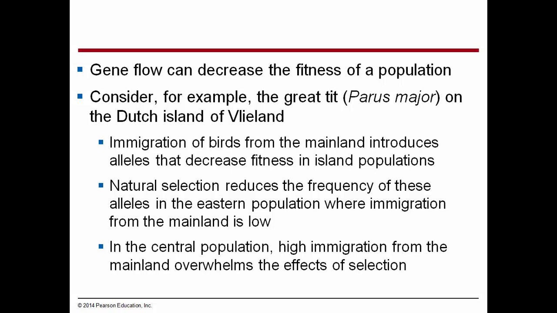Gene flow can increase the fitness of a population. Consider, for example, the great tit, Parus major, on the Dutch island of Vlieland. Immigration of birds from the mainland introduces alleles that decrease fitness in island populations. Natural selection reduces the frequency of these alleles in the eastern population, where immigration from the mainland is low. In the central population, high immigration from the mainland overwhelms the effects of selection.